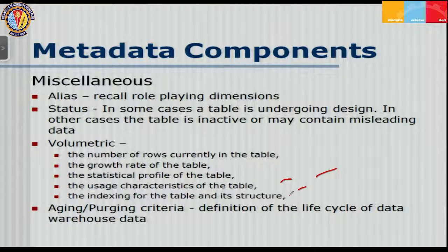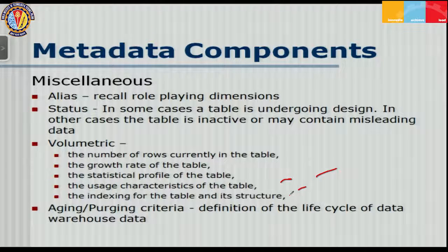And then finally we have aging and purging criteria. So the definition of the life cycle of our data warehouse data. Here we define the life cycle of data in a data warehouse, so that when the data has aged or is required to be purged out of the system, it can be removed. I think I mentioned this earlier also. There is typically a sliding window protocol, which moves ahead in time, captures the latest information and purges the oldest information.